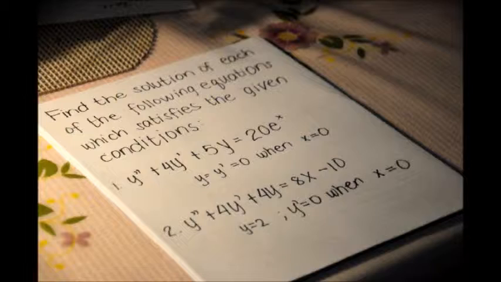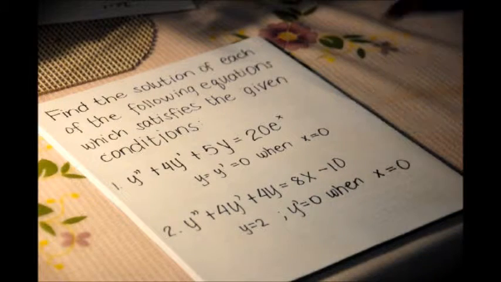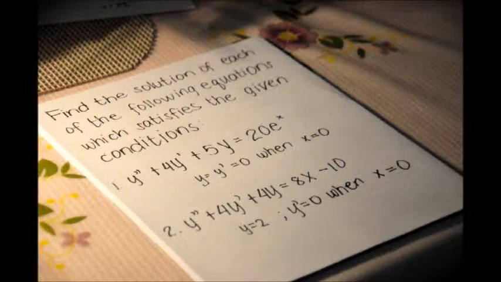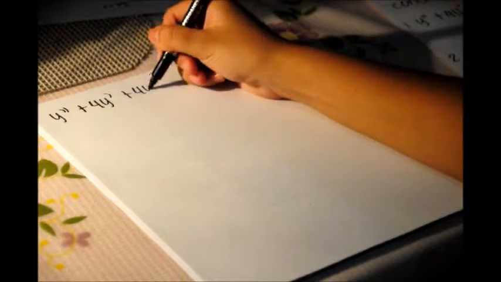Now we have solved the first equation. Now let's go to the next equation: y double prime plus 4y prime plus 4y is equal to 8x minus 10. The conditions are when y is equal to 2, y prime is equal to 0, when x is equal to 0. So again, let's write the equation: y double prime plus 4y prime plus 4y is equal to 8x minus 10.